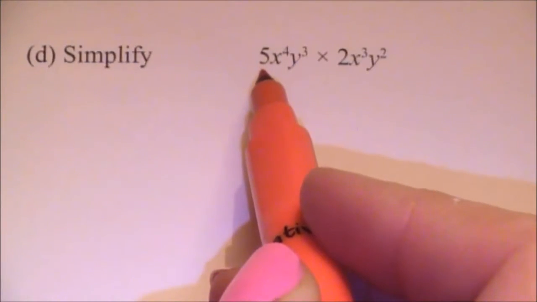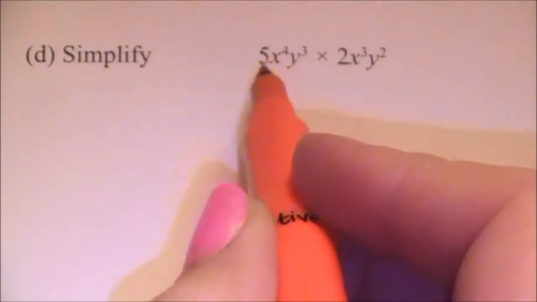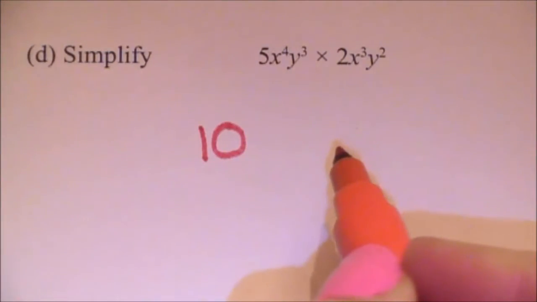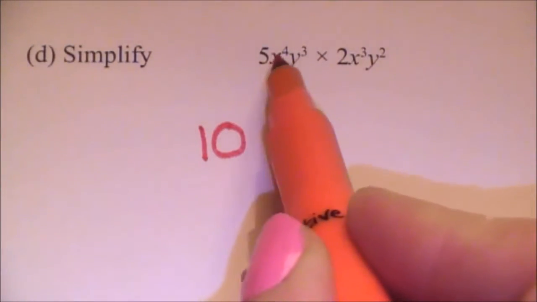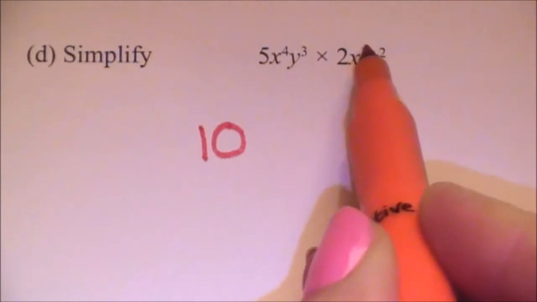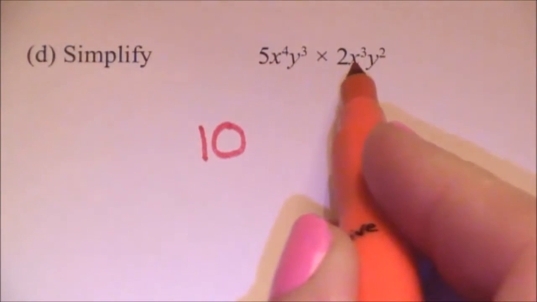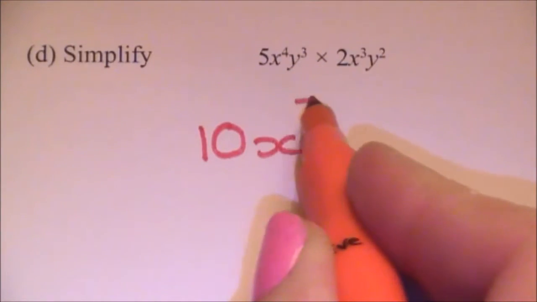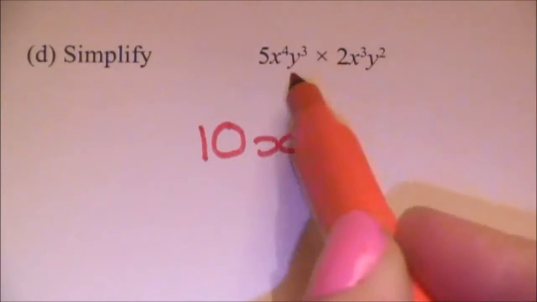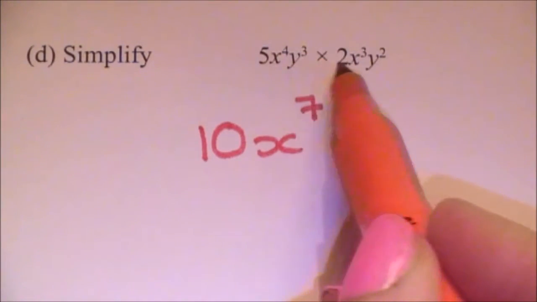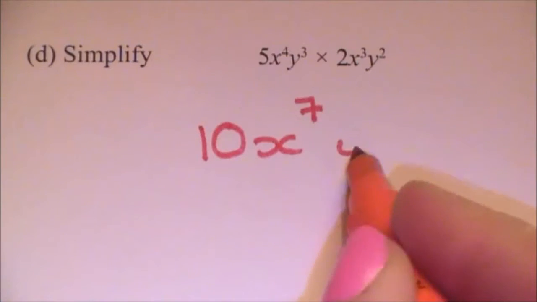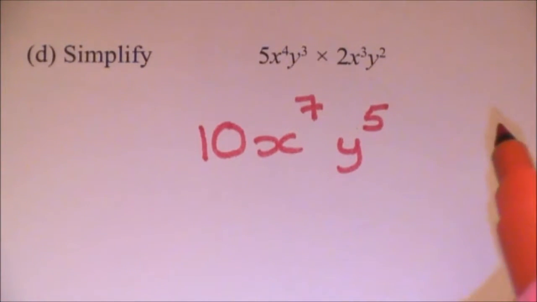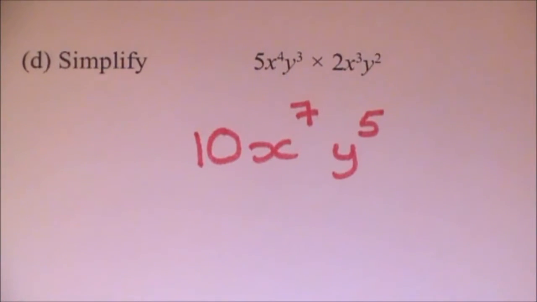So again, deal with the numbers first, then the letters. The first thing I come across is a 5 and a 2, and 5 times 2 is 10. Then I've got an x to the power of 4 times by x to the power of 3. When you multiply, you end up adding the indices. So that's going to give me x to the power of 7. And I've got y to the 3 times by y to the 2. So that's y to the 5. So the answer there is 10x to the power of 7, y to the power of 5.